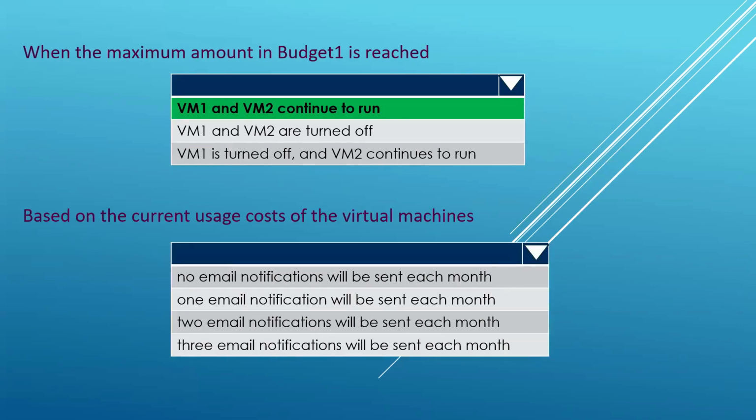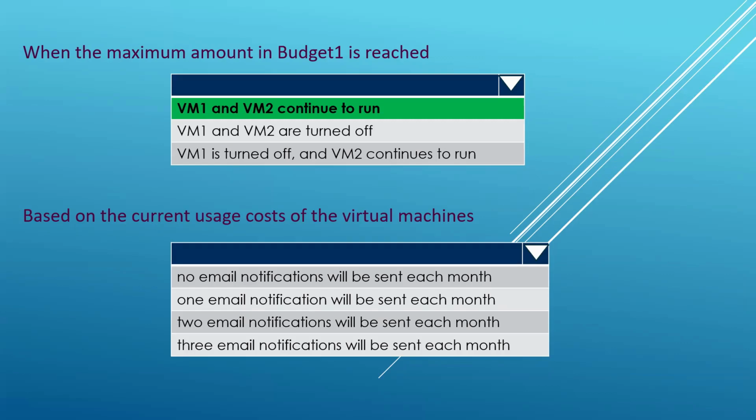Now, the next statement is based on the current usage costs of the virtual machines. The options are: no email notifications will be sent each month; 1 email notification will be sent each month; 2 email notifications will be sent each month; 3 email notifications will be sent each month.